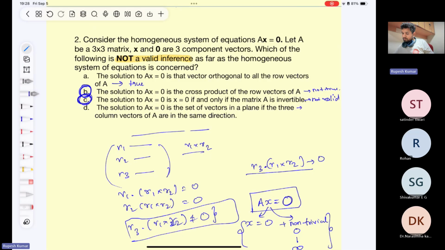Yeah, you're right. Thanks. So option D says the solution to the equation Ax equals zero is the set of vectors in a plane if the three column vectors are in the same direction, right? The solution to Ax equals zero is a set of vectors in a plane if the three column vectors are in the same direction. We have done that. That's true. This is valid. We already saw this example, right?